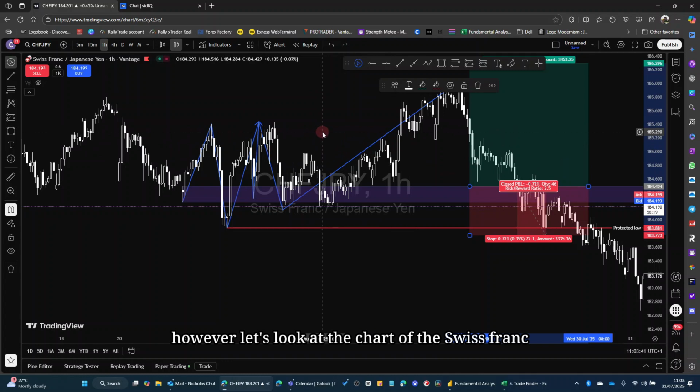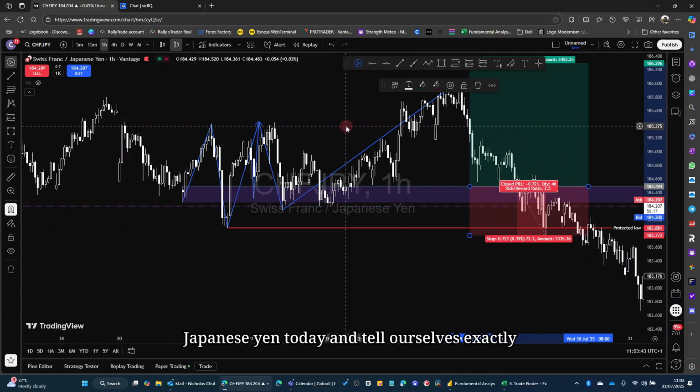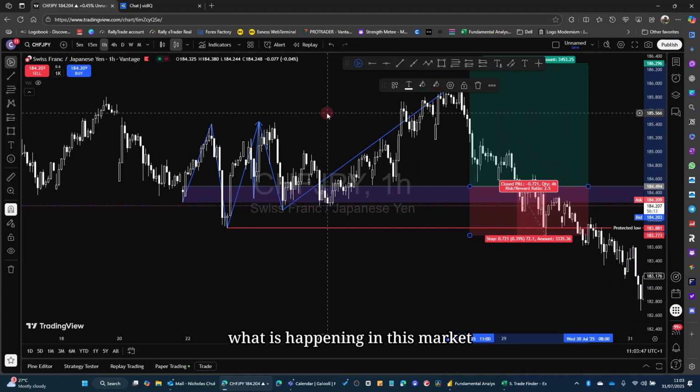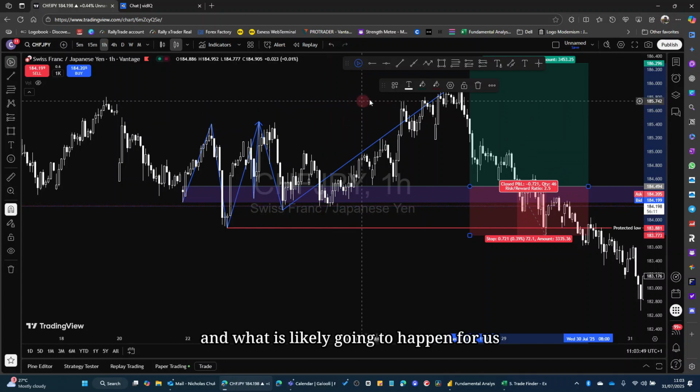However, let's look at the chart of the Swiss franc Japanese yen today and tell ourselves exactly what is happening in this market and what is likely going to happen for us.